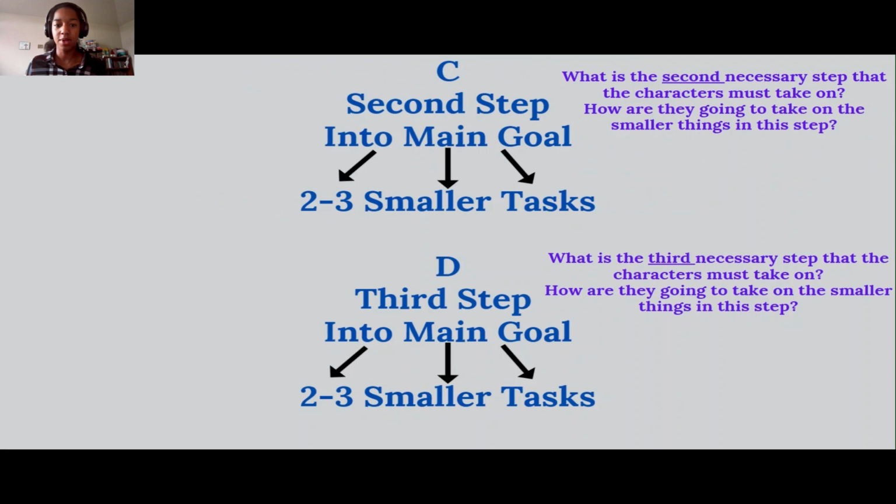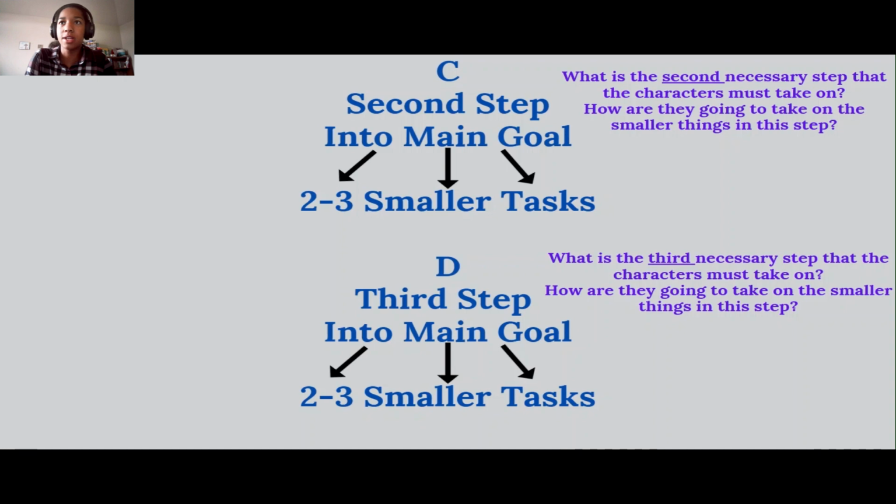C. Second step into main goal. And again, 2 to 3 smaller tasks. And then, what is the second necessary step that the characters must take on? How are they going to take on the smaller things in the step? So, this is like in the middle of the story. And this is when things get a little juicy.